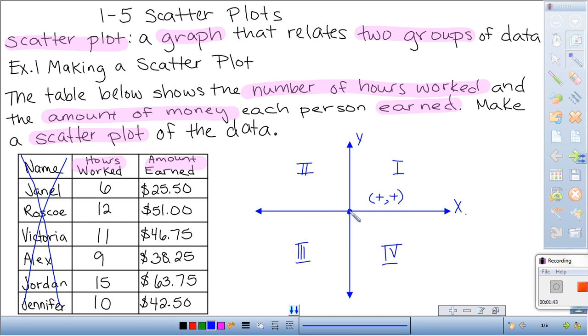In the second quadrant, for x, you're going to the left of 0, so that's negative. Y is still above 0, which is positive. In the third quadrant, to the left of 0, negative, and we're going down now, so negative for y as well. And in the fourth quadrant, we're going to the right, which is positive for x, but down for y, which is negative.